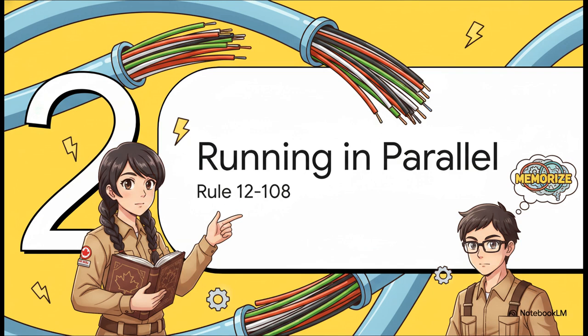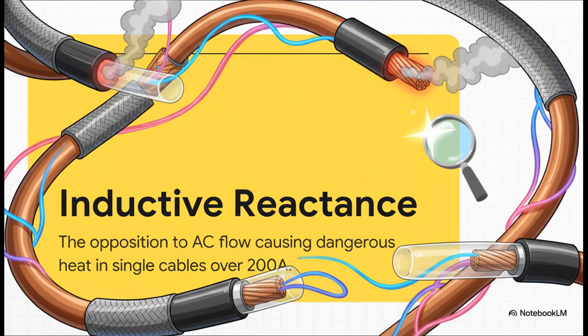Moving on to Section 2, running conductors in parallel. Listen up, because this is a huge focus area for the Red Seal exam, and I'm going to give you a classic memory trick so you literally never get this wrong. Before we parallel, we need to talk about Rule 112-106, which deals with single conductor cables.